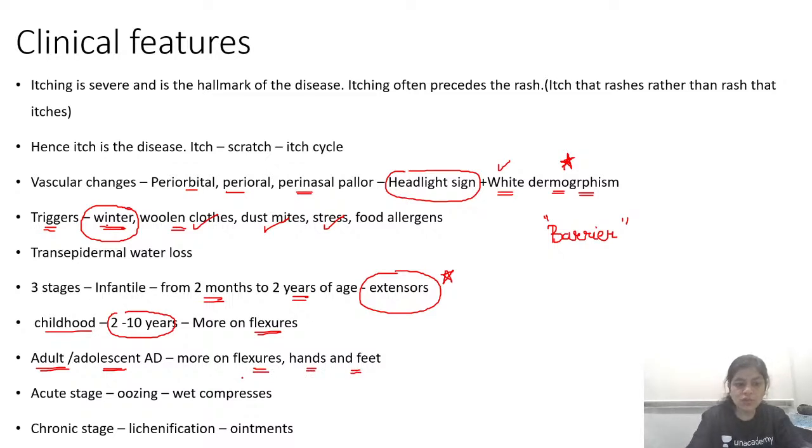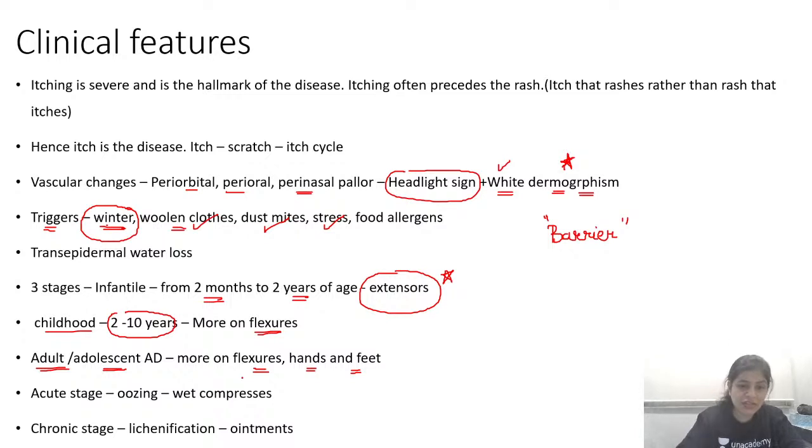Now, if you see eczema per se, or for that matter atopic dermatitis, there can be three stages. One is the acute stage of eczema. In the acute stage, you see vesicles and oozing. Then comes the subacute stage, where you see vesicles, oozing, and also a lot of crusting. And then comes the chronic stage of eczema, which is characterized by lichenification.